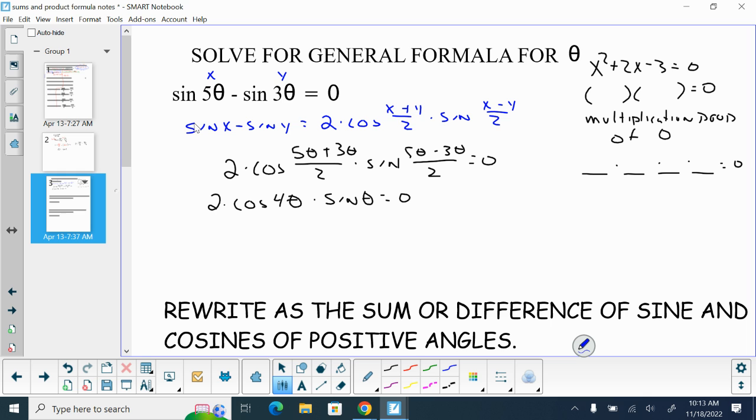So utilizing the multiplication property of 0, one of these things must equal 0. Well, we could say 2 is equal to 0, or cosine of 4 theta can equal 0, or the sine of theta can equal 0. Well, can 2 ever equal 0? That gives me an empty set. If you say yeah, 2 can equal 0, then okay, you give me $2, I give you $0. We call it even.